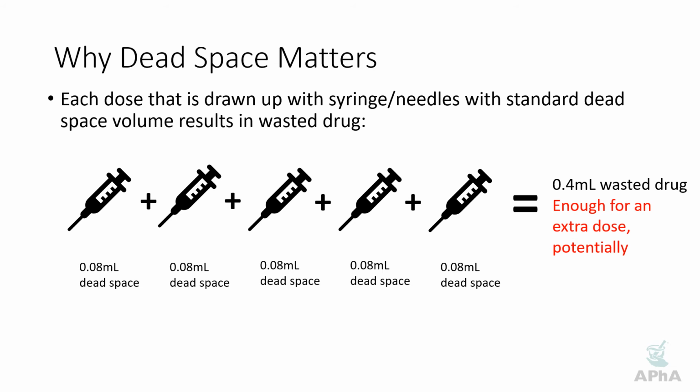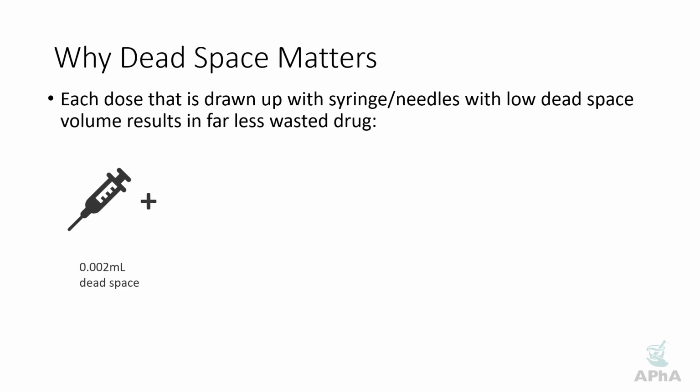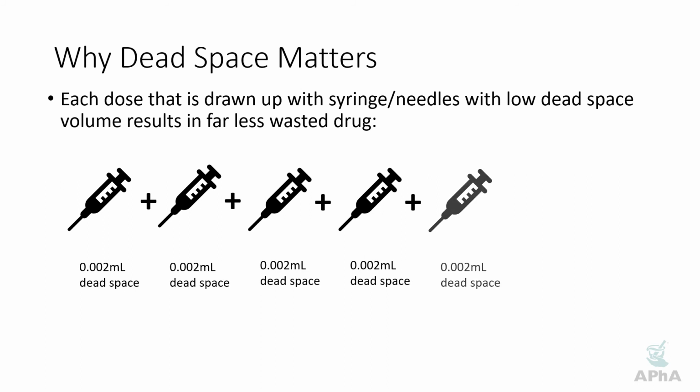And so just to give you a comparison of what a low dead space setup might look like, in some low dead space syringe and needle systems, the dead space is as low as 2 microliters, so 0.02 mLs. It's very, very small. And so when you add that up across 5 doses, you've got 0.01 mLs or 10 microliters of drug wasted. So that's not enough for a dose.